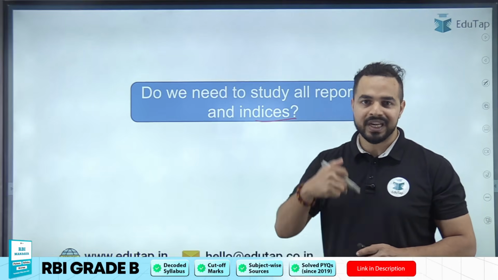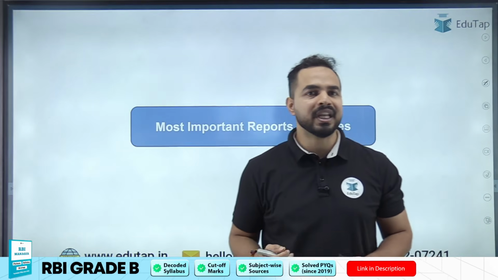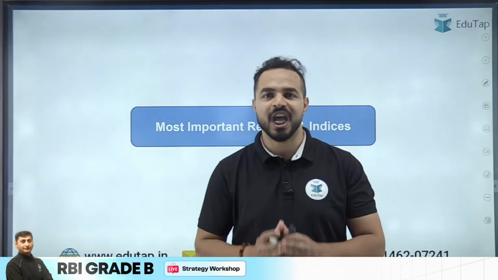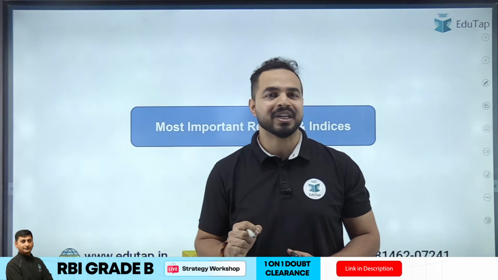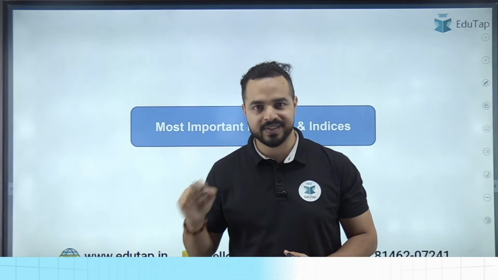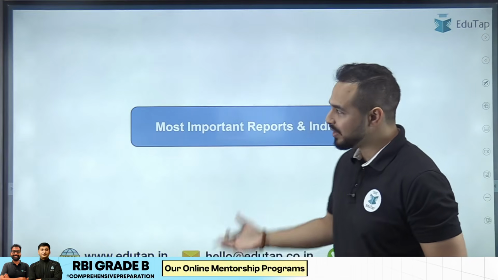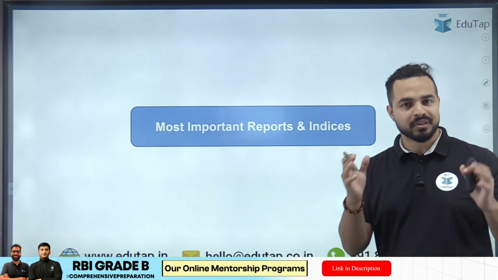So guys, how exactly have we identified this? Basically, on the basis of the previous year papers, we have identified the focus list of reports and indices that you must be focusing on for your upcoming RBI Grade B Officer examination, right? So what exactly are these reports and indices? I will be telling you the monthly reports first.